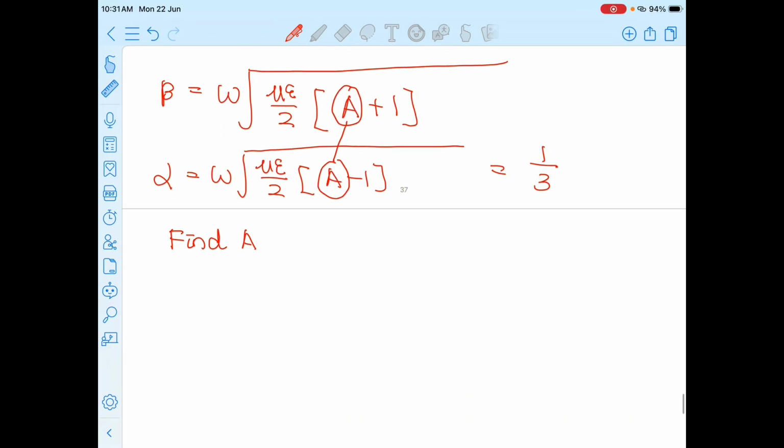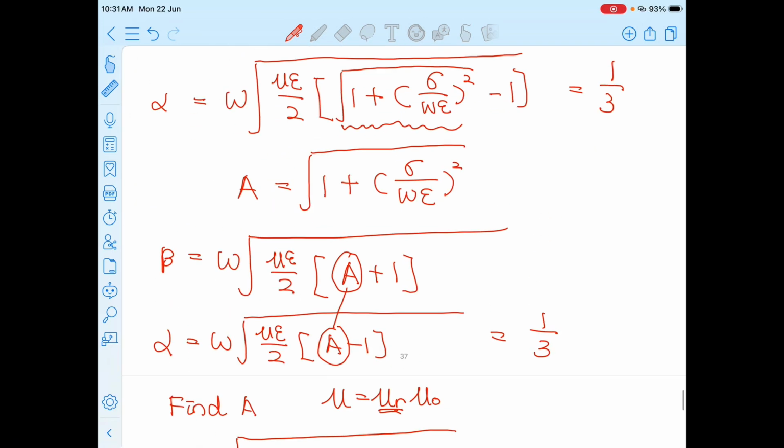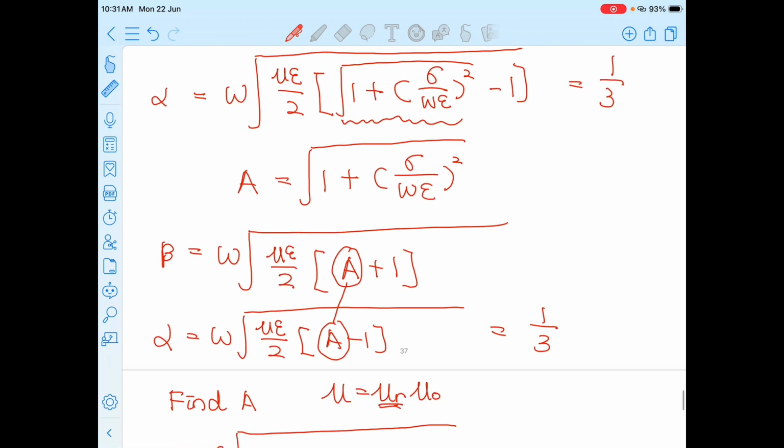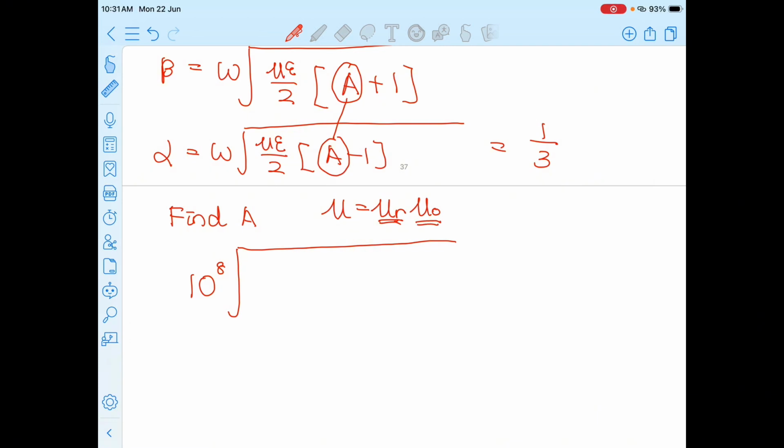Okay, so how to find the A? Replace the value that you know. For example, the omega is 10 power 8. And here I want you to take note on the mu. Remember, the mu is equal to mu r multiplied by mu naught. Mu r is the relative permeability, and it has been given by the question, while the mu naught is the permeability value of free space.